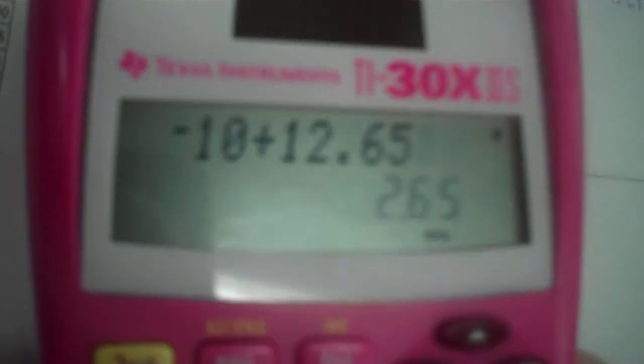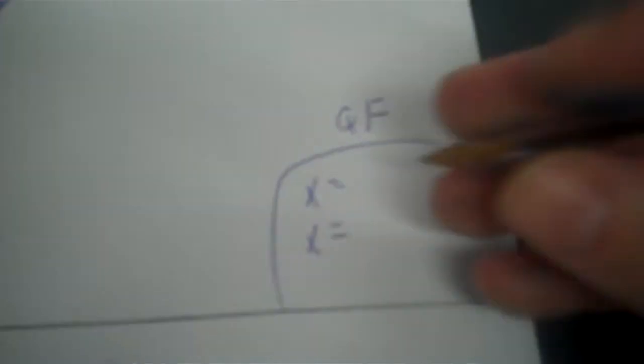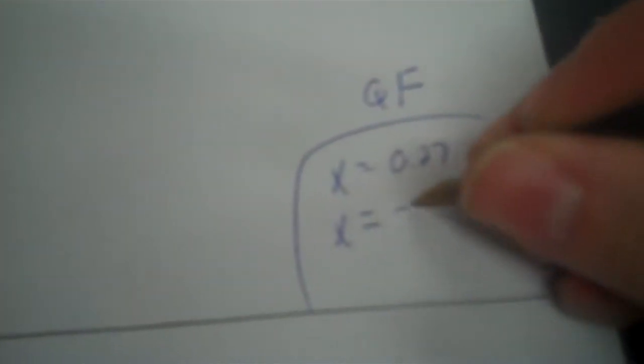Then if you are doing it that way, you take negative 10 plus 12.65, click equals, and then divide by 10. 0.27. If you're off, I don't care. If you put 0.26, fine, whatever. I'm not going to dock you on the test for that. Click equals, divide by 10, negative 2.27.